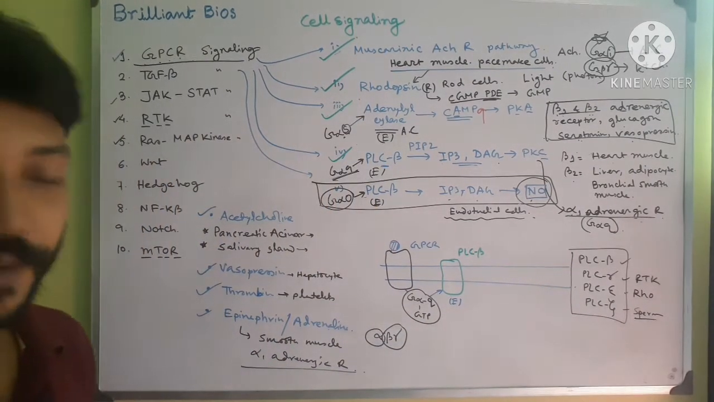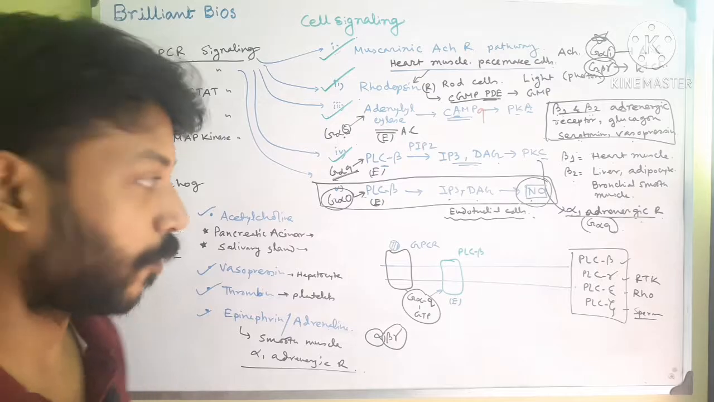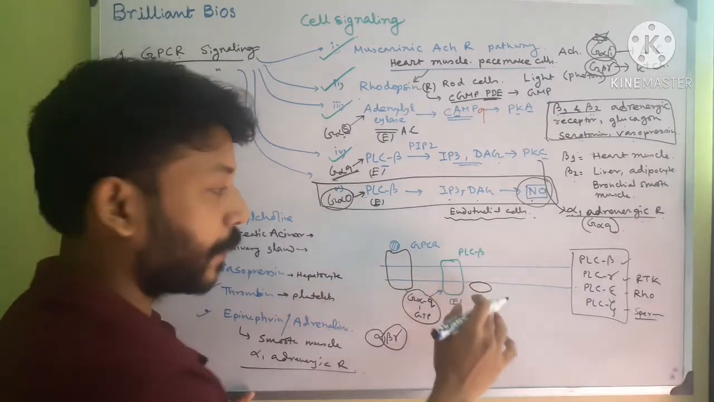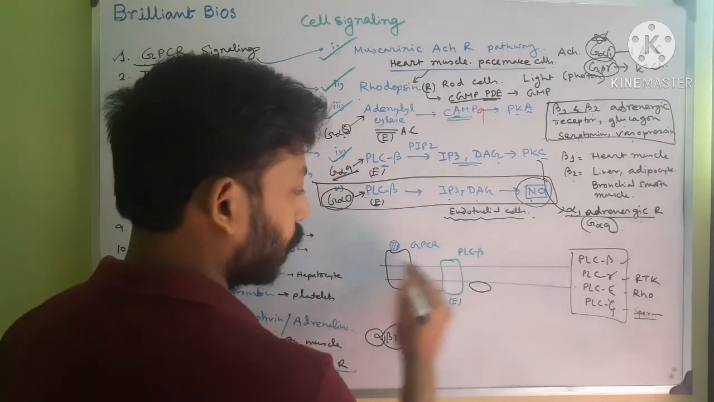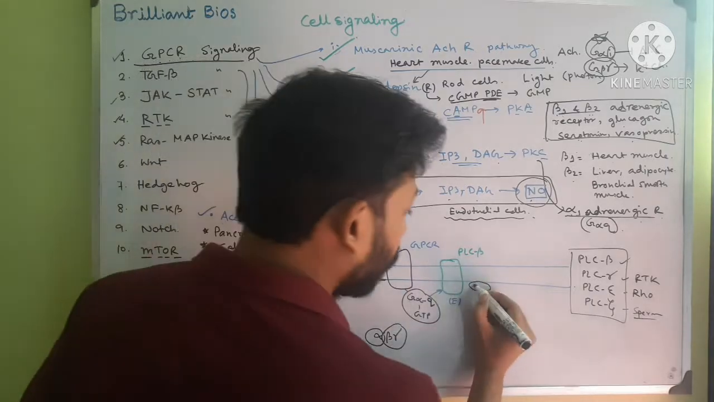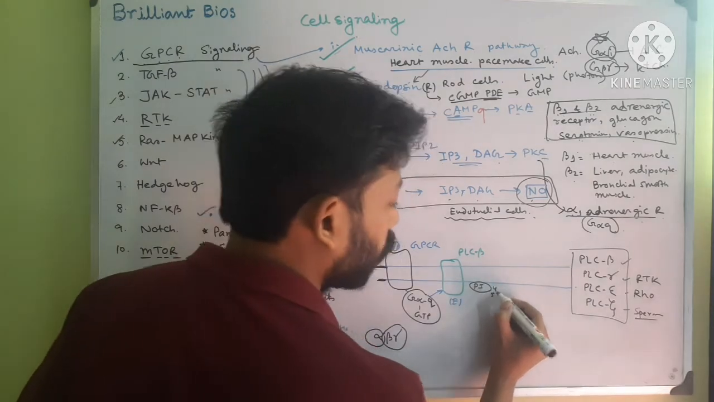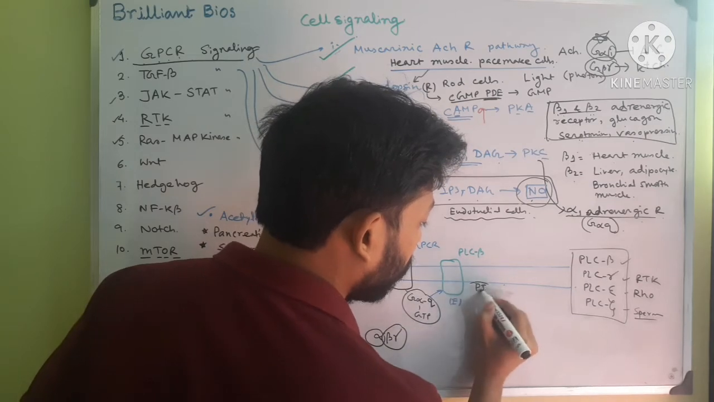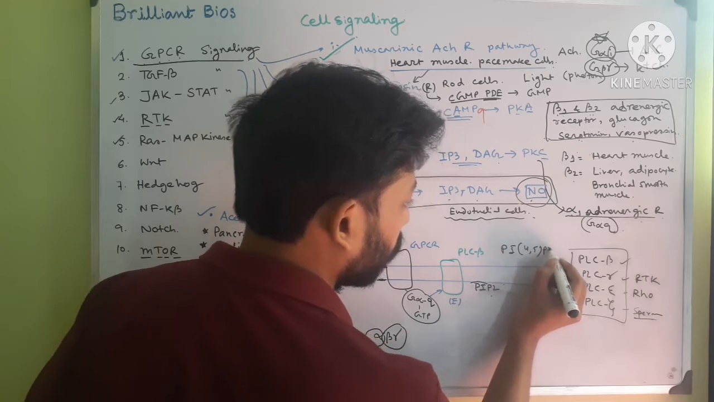When PLC beta gets activated, it digests a molecule called phosphoinositol 4,5-bisphosphate. PI is specifically present in the cytoplasmic portion of the plasma membrane. There is a very small amount of PI, phosphoinositol, present on the outside of this plasma membrane. It is present mainly in the cytosolic region. So PI means phosphoinositol. When phosphorylated at the 4 and 5 positions, we call it PIP2. So in short, we can write here PIP2, that means PI 4,5 bisphosphate.